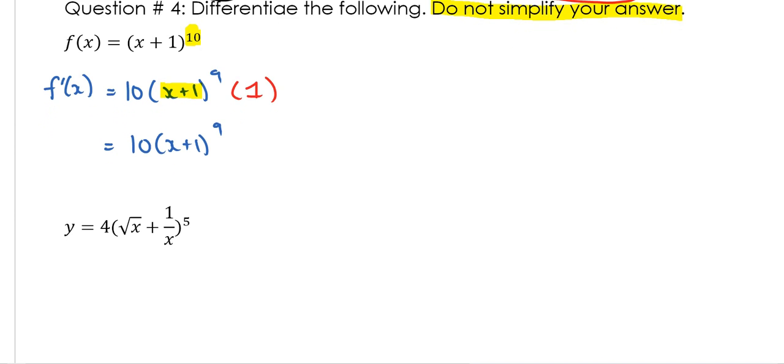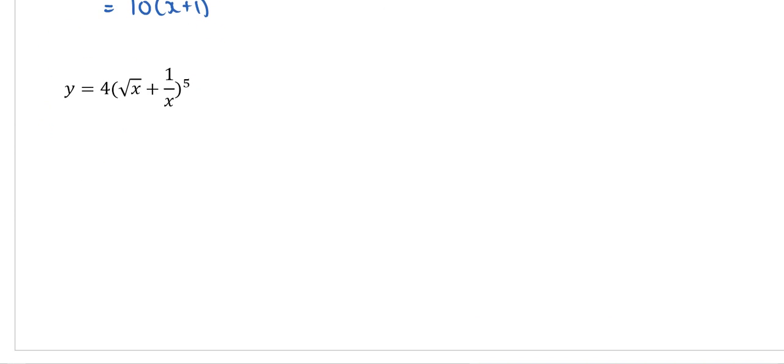Good. Moving on now. y equals 4 times the square root of x plus 1 over x, all to the power of 5. All right, let's approach this problem right here. What I'm going to do first is rewrite everything in terms of a power. So this will be (x to the power of 1/2 plus x to the power of negative 1) all to the power of 5.